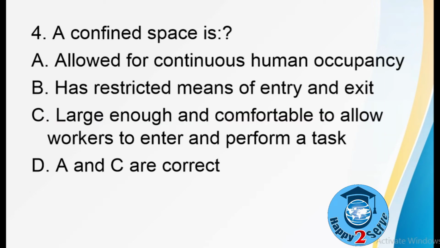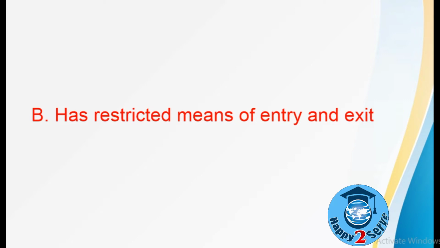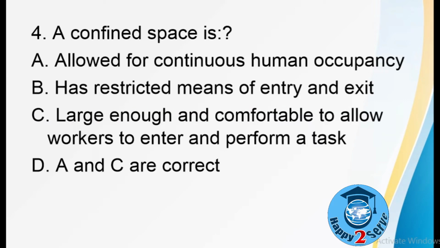4. A confined space is A. Allowed for continuous human occupancy. B. Has restricted means of entry and exit. C. Large enough and comfortable to allow workers to enter and perform a task. D. A and C are correct. Answer: B. Has restricted means of entry and exit.